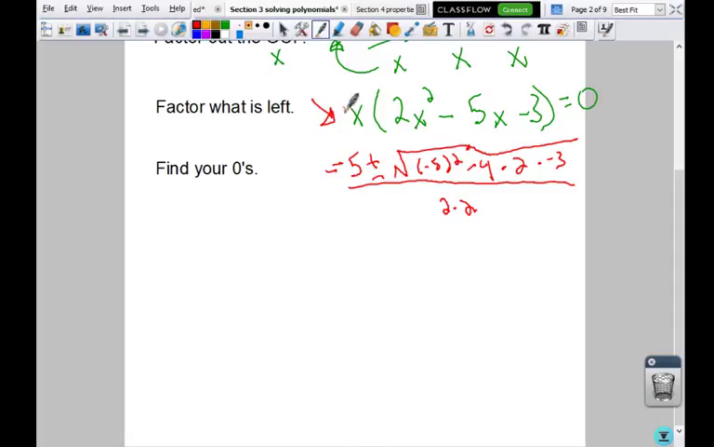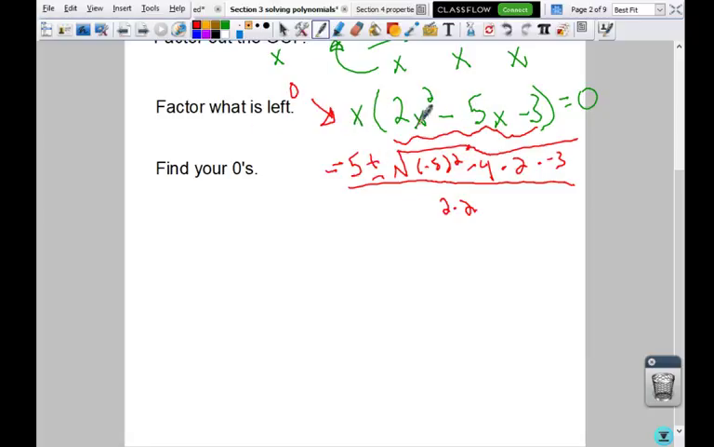Yep. So I found the 0 of this first thing in front, this x. I plug in 0 for x, it equals 0. I need to find my zeros for this parenthesis right here. And to do that, I'm going to use my quadratic equation, because my solutions are where x equals 0. This one in front? I don't care about it anymore. I found out that this x was 0, right?